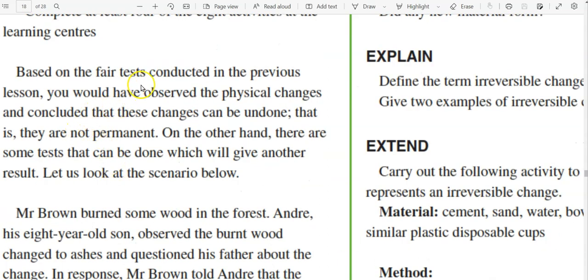Based on the fair tests conducted in the previous lesson, you would have observed the physical changes and concluded that these changes can be undone. That is, they are not permanent. On the other hand, there are some tests that can be done which will give another result. Let's look at the scenario below.